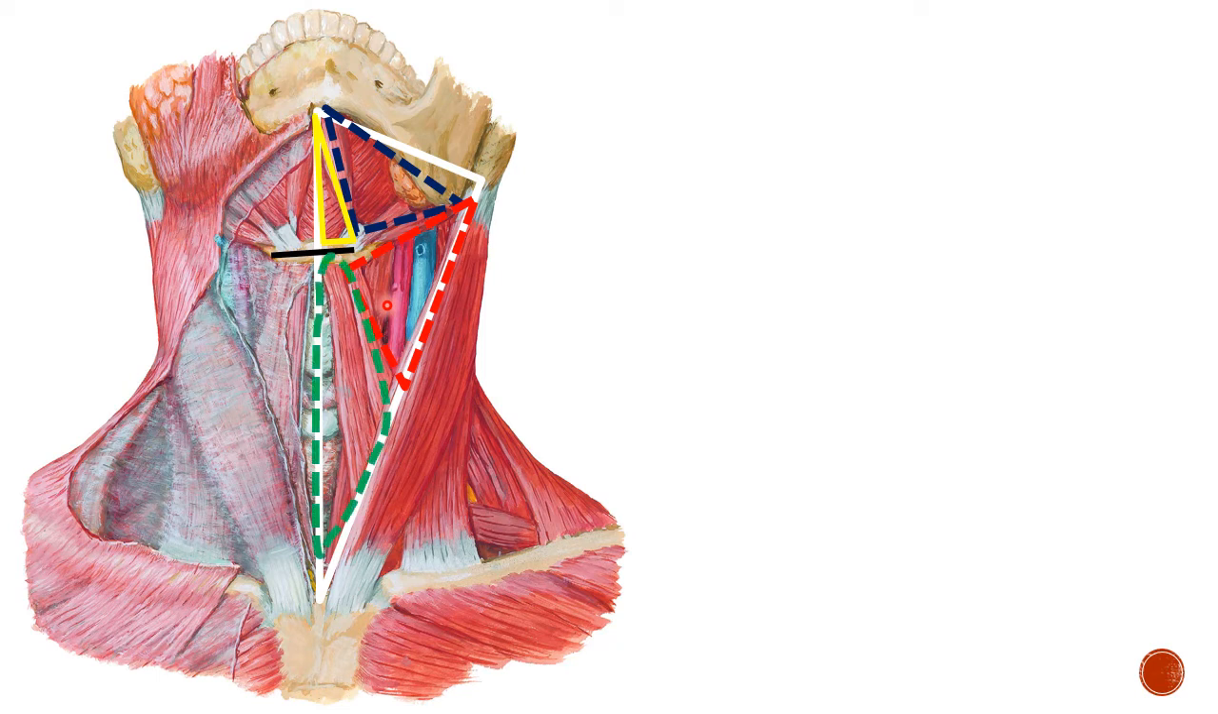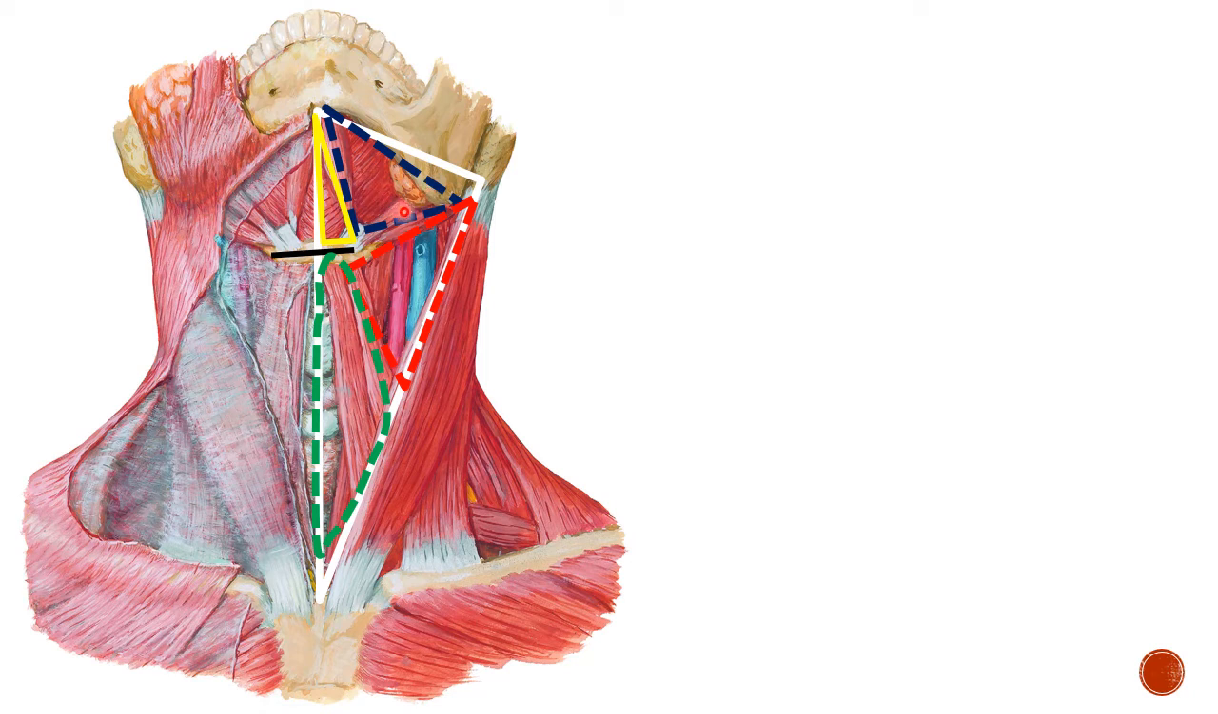The next triangle is the muscular triangle. The base is formed by the midline structures which extend from the hyoid bone to the suprasternal notch, and the superolateral boundary is formed by the superior belly of omohyoid. The inferolateral boundary is formed by the remaining anterior border of sternocleidomastoid muscle. So between these three boundaries, you can identify this triangle is called the muscular triangle.